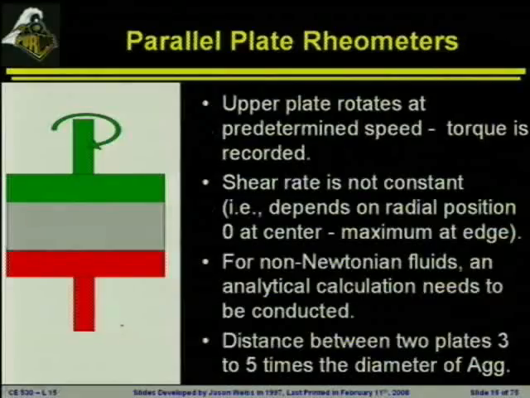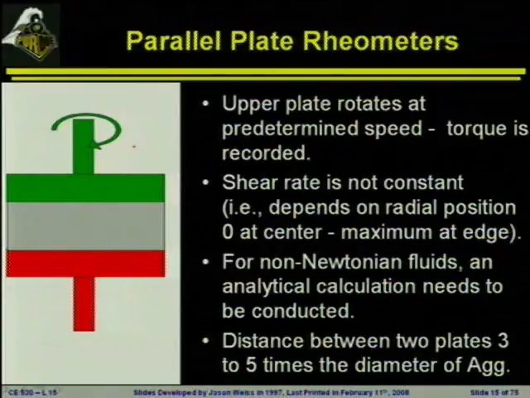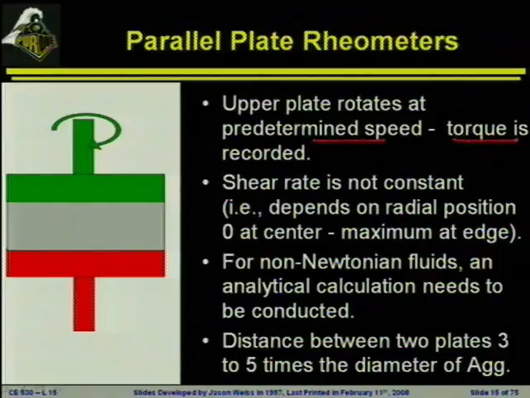So another type of rheometer that people have been looking at is what's referred to as a parallel plate rheometer. Here you've got a stationary plate on the bottom. You've got a spinning plate on the top. The upper plate is going to rotate at a predetermined speed or a predetermined torque. If we run it at a predetermined speed, we're going to simply record the resistance or the torque to that particular speed.